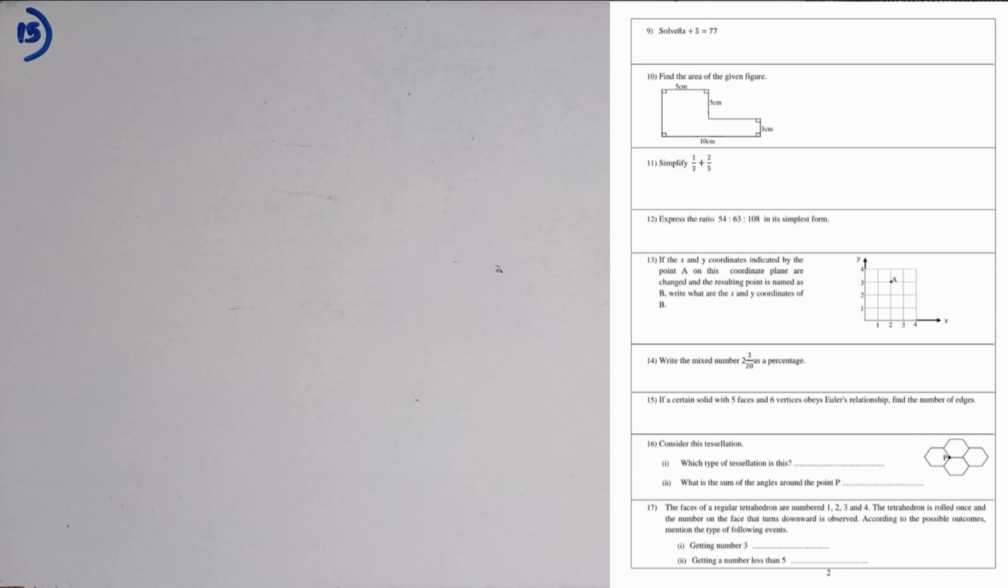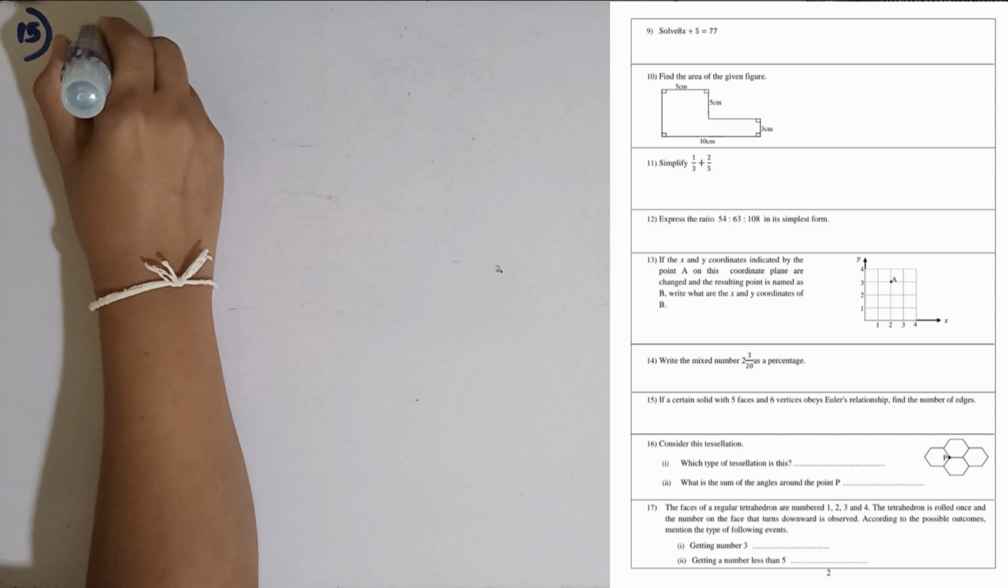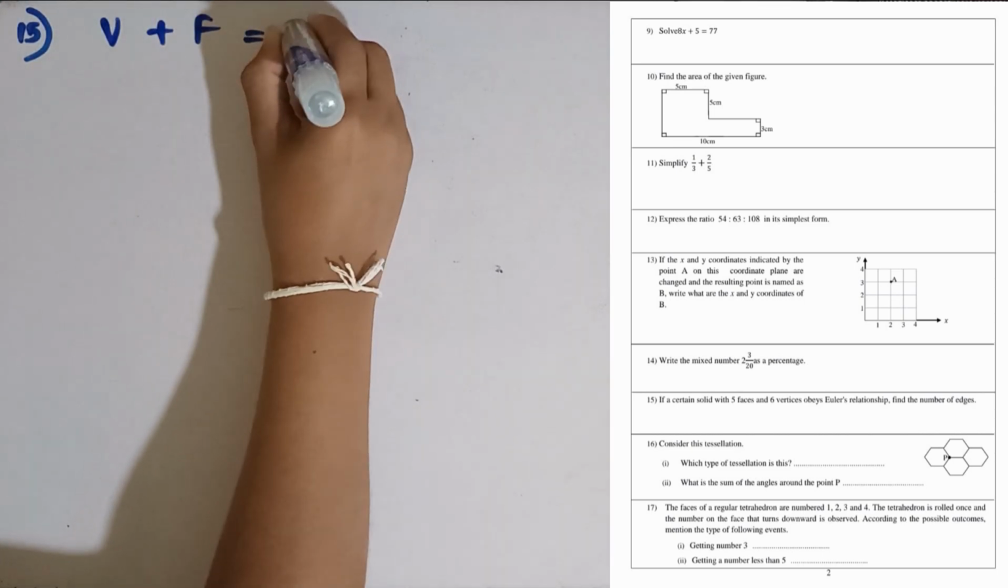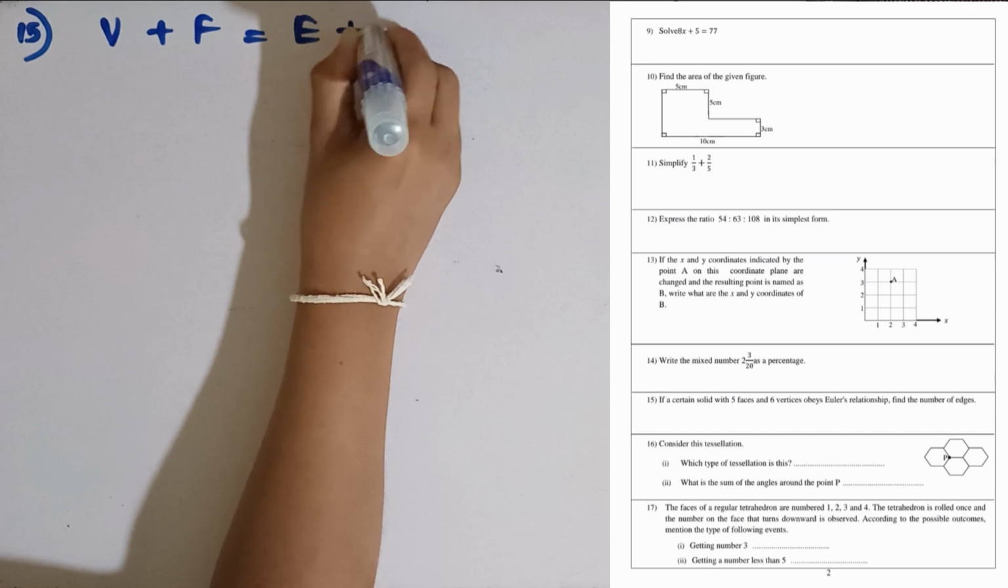Question number 15. If a certain solid with 5 faces and 6 vertices obeys Euler's relationship, find the number of edges. What is Euler's relationship? That can be used only for solids with straight edges. So, number of vertices plus number of faces is equal to number of edges plus 2.